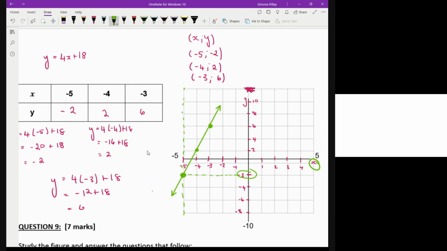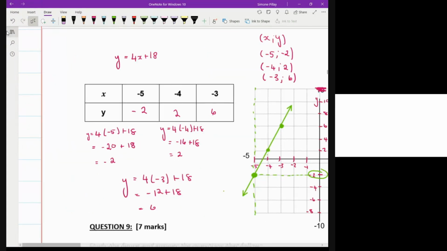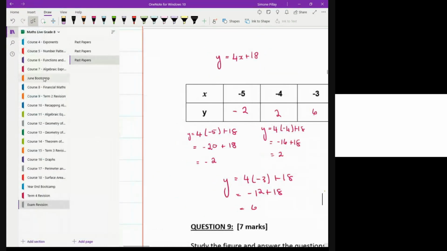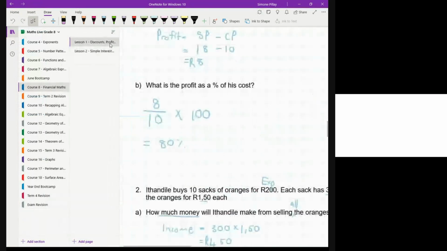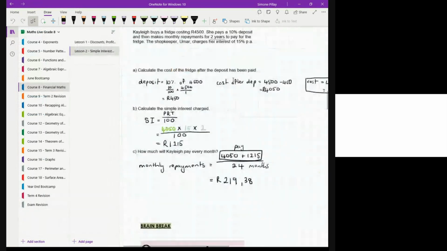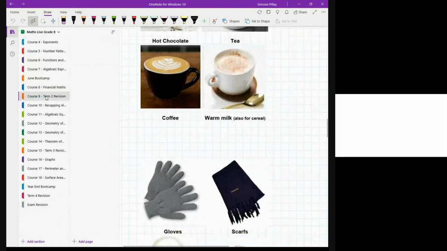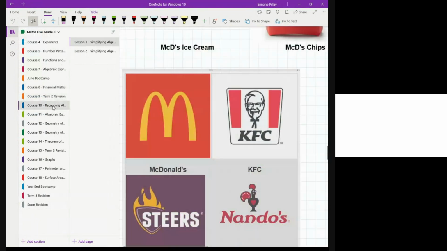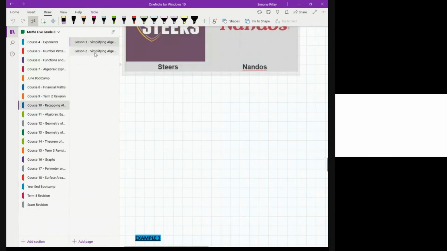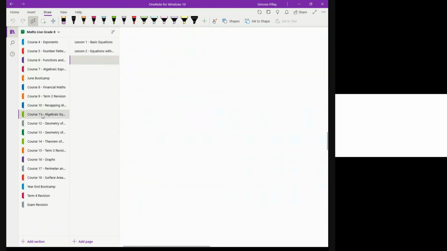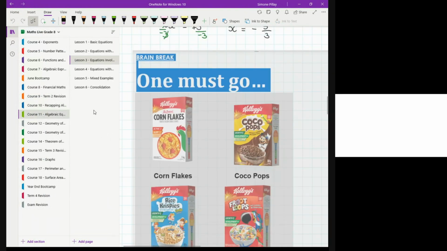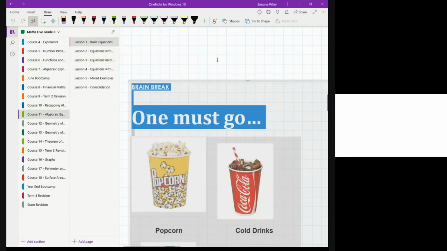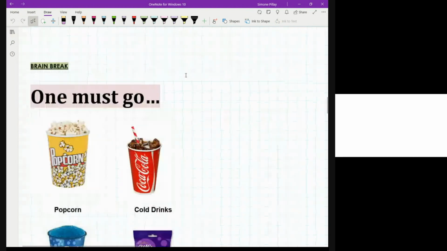Okay, so let's go into a brain break. Let me go and look for one. Let's go back. I actually don't even know where we stopped. I think we passed that. This was patterns. That was that. Oh, yes, we did this. So that was that. Okay. So remember, we're doing one must stay.